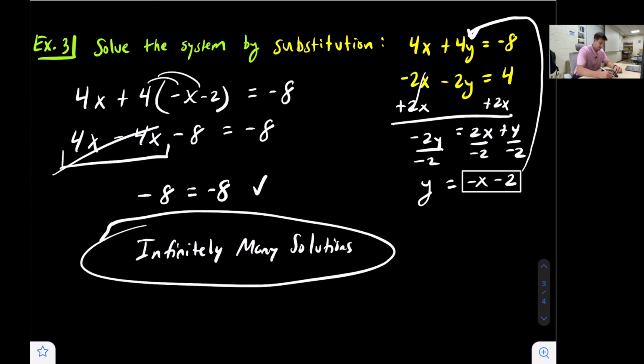Okay, and that is how we solve systems of linear equations using the method of substitution.